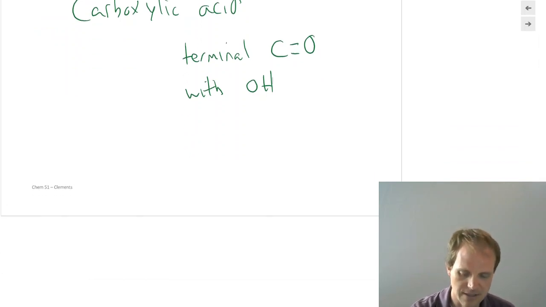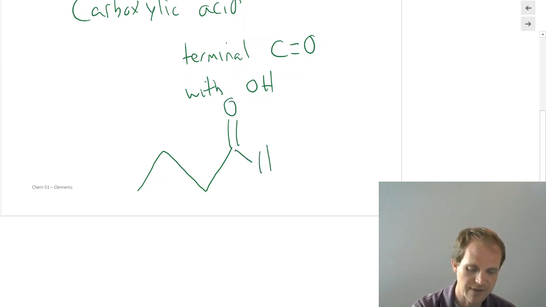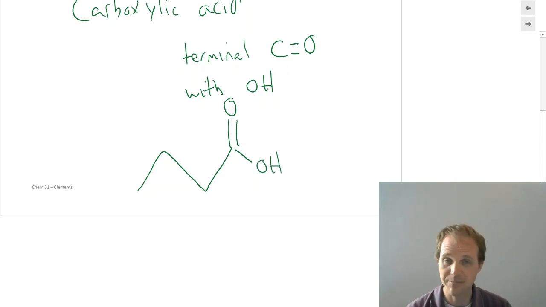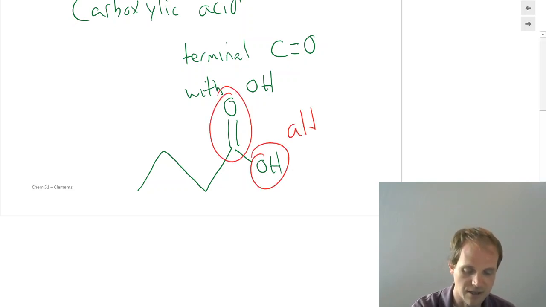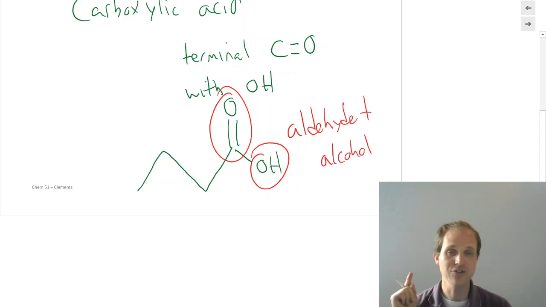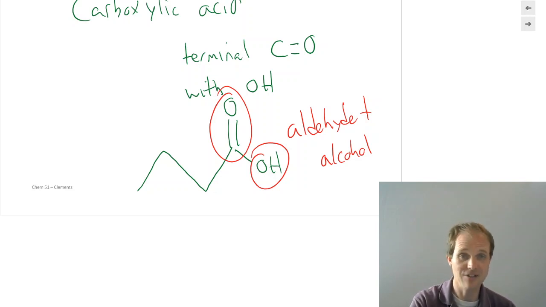What does that look like? Carboxylic acid. We've got our terminal C double bond O. But instead of having an H here like we had in our aldehyde, we have an OH here. And that becomes a carboxylic acid. Now, the astute among you will be like, hey, a carboxylic acid is just an aldehyde plus an alcohol. And you'd be correct, except for the fact that it's not true. It's no longer an aldehyde plus an alcohol, because when you have an aldehyde and an alcohol in the same spot, you call it a carboxylic acid.